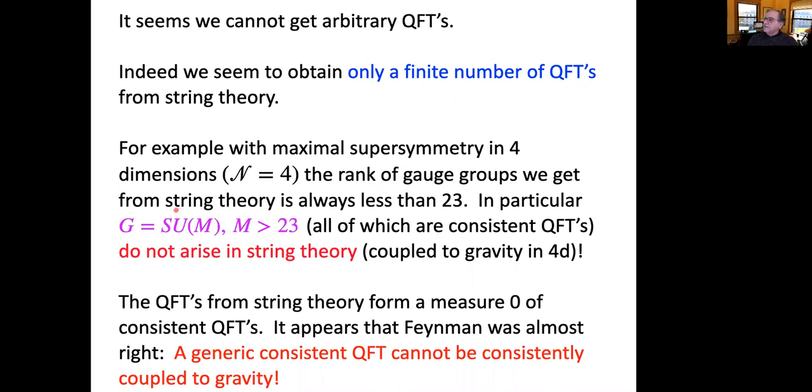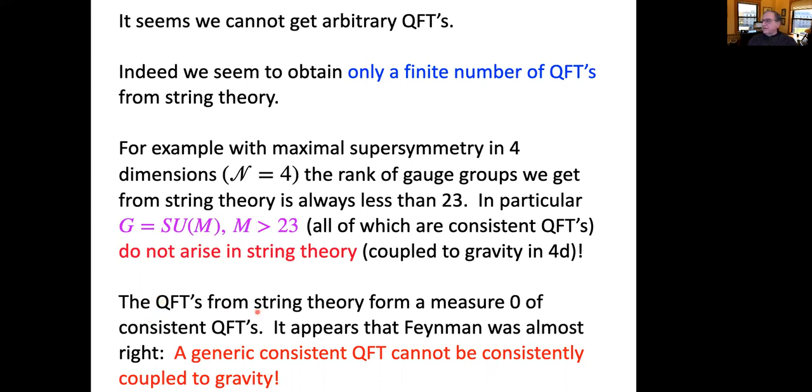It turns out that in string theory, you can never get any gauge group whose rank is bigger than 23. So the rank is always less than 23. And the gauge symmetry, for example, if it's SU(M), with M bigger than 23 seems not to arise in string theory. So therefore, from a string theory perspective, we conclude that this gauge symmetry SU(M) with M bigger than 23 with N equals 4 supersymmetry coupled to gravity in 4 dimensions is inconsistent. At least that's what string theory cannot give to you.